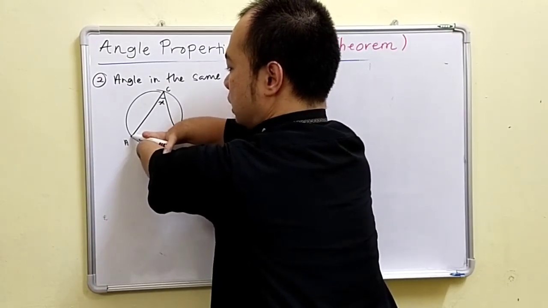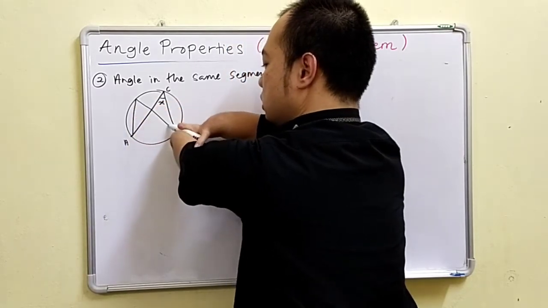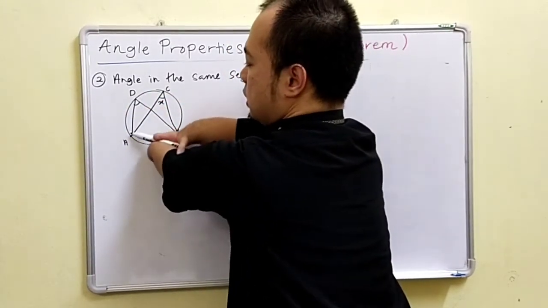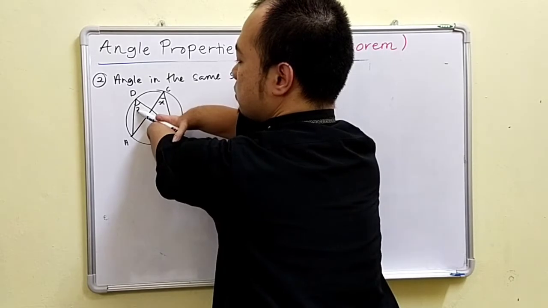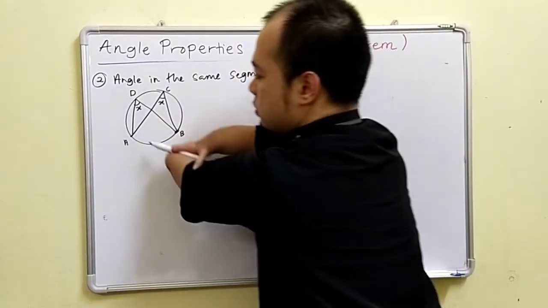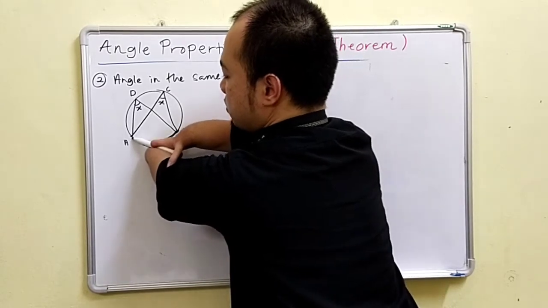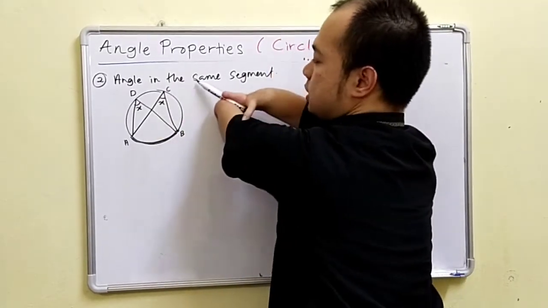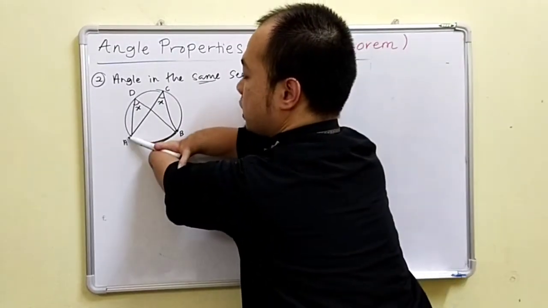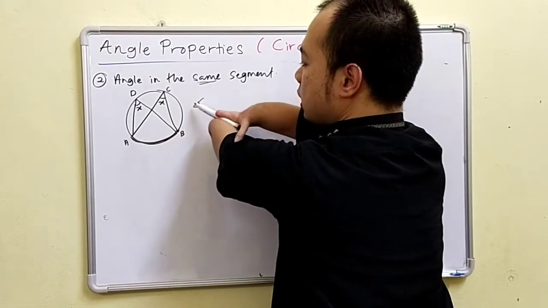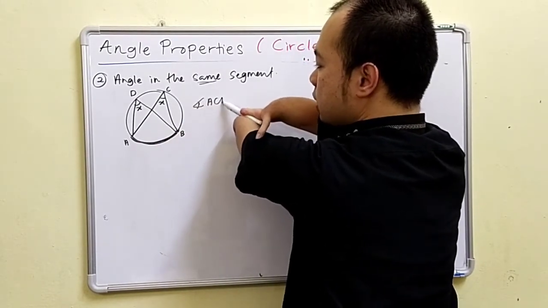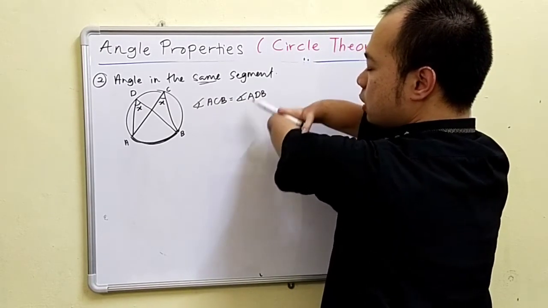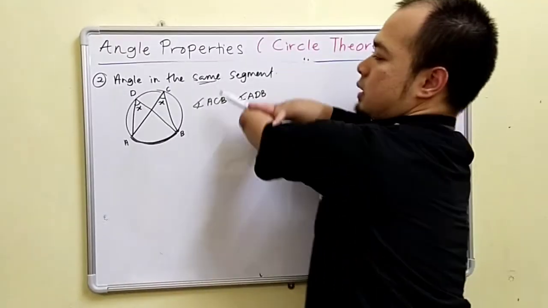automatically angle ADB also will be x. Why? Because this is the segment that they use, the segment AB. They are coming from the same segment. So angle ACB is equal to angle ADB, because they are coming from the same segment.